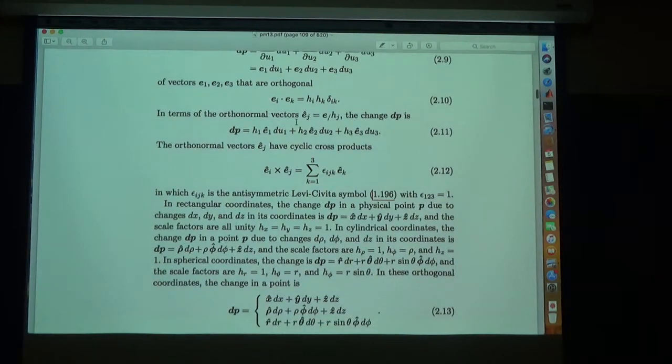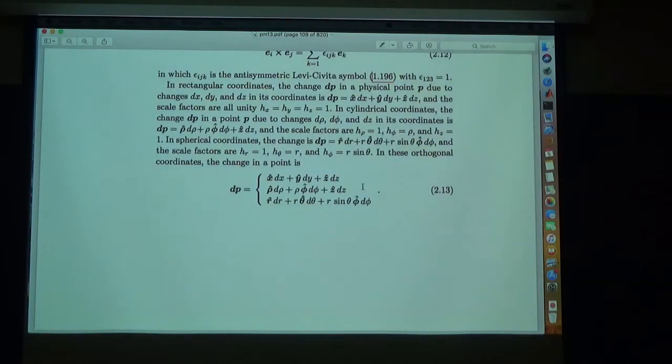So, in terms of these orthonormal vectors, what you do is you take the vector Ej and divide it by the scale factor Hj, then you get something that's normalized. And in terms of that, you can write things like this. So change in coordinates, scale factors, unit vectors, orthogonal unit vectors. And these orthogonal unit vectors in 3 dimensions have, of course, the standard cyclic cross products, where epsilon ijk is that totally antisymmetric Levi-Civita symbol.